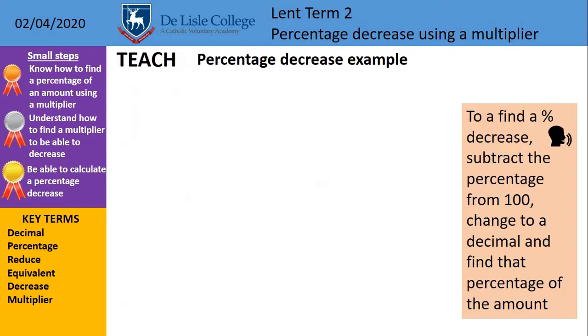So to find a percentage decrease then, let's do an example. You might want to copy this down in your exercise book. So to find a percentage decrease, this is what we do. If you look at the right hand side of the screen, the recall: subtract the percentage from 100, change to a decimal and find that percentage of an amount. I'm going to ask you to recall this back to me at the end of this example. So let's have a look at an example together.